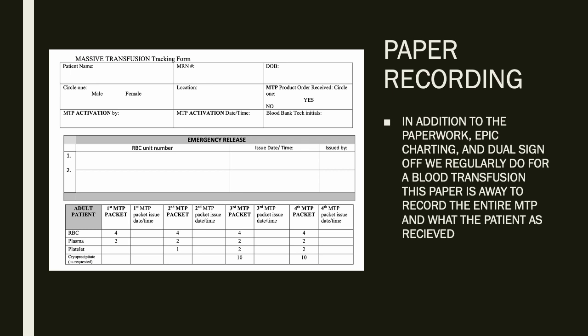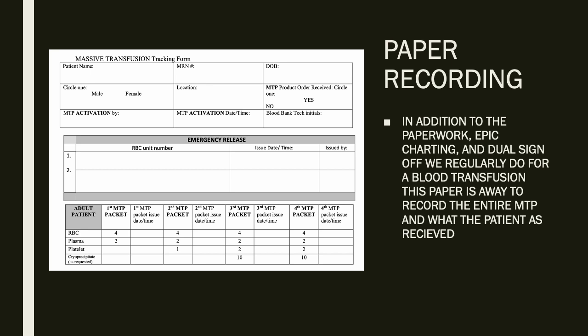So this is actually the addition to the paperwork. It's actually done by Blood Bank. It is the Epic kind of charting on a piece of paper for them so they can keep track of what's been handed to the staff for this patient who's triggered massive transfusion. It's the patient's name, MRN, date of birth, whether they're male or female.